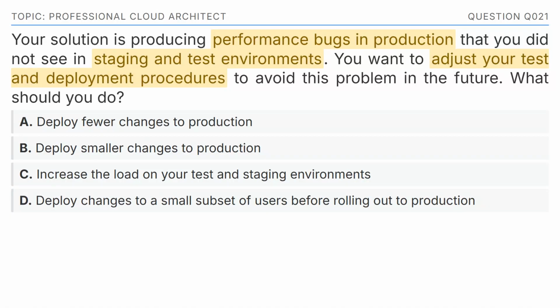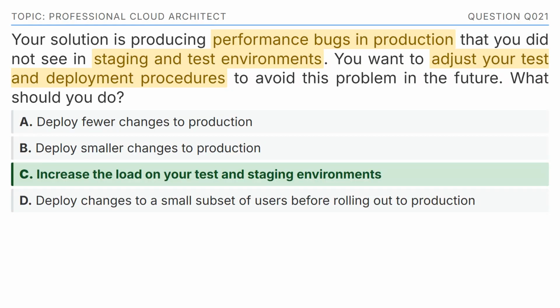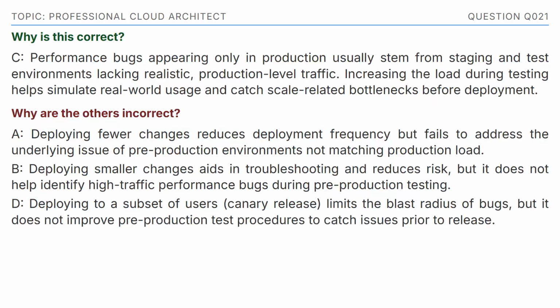To arrive at the correct answer, we focus on the keywords: performance bugs in production, staging and test environments. Adjust your test and deployment procedures. The correct answer is option C. Increase the load on your test and staging environments. Why is this correct? C.